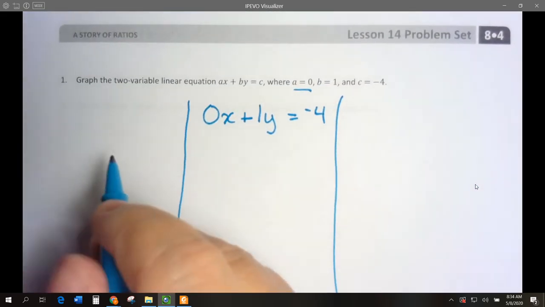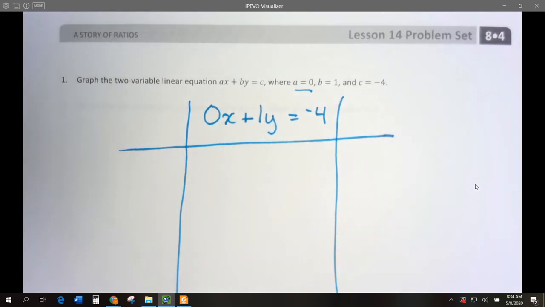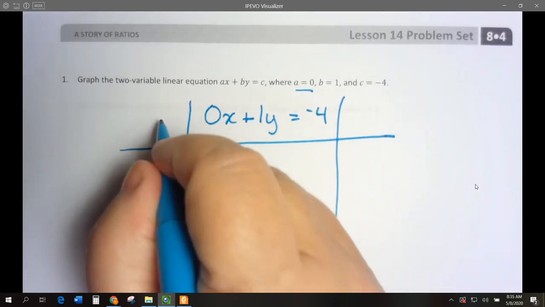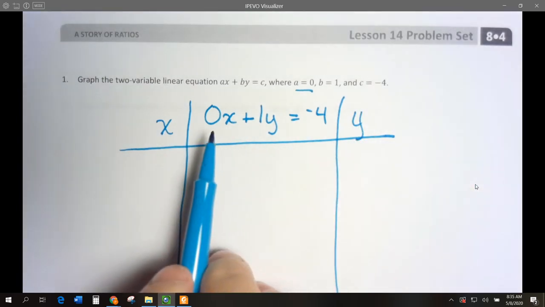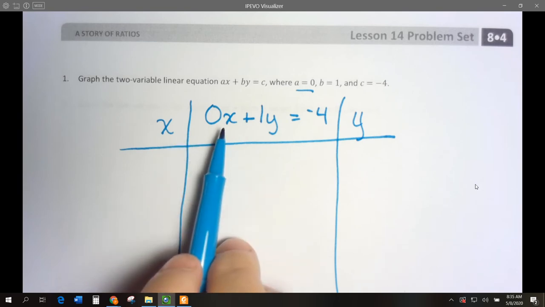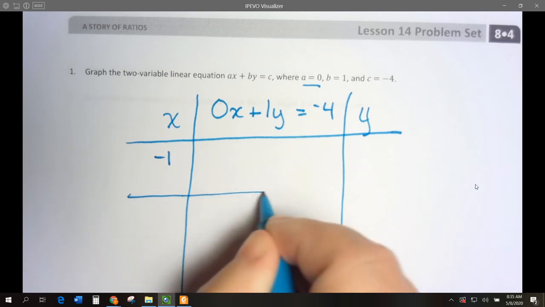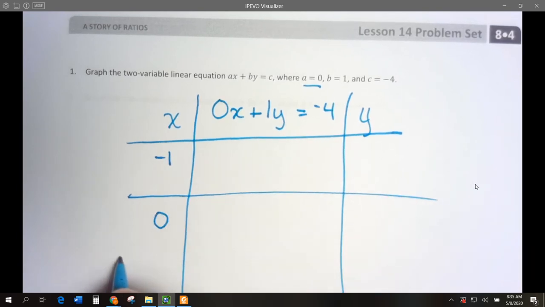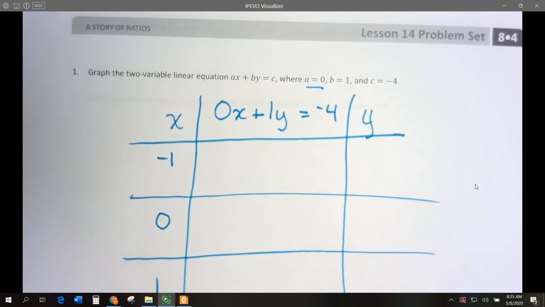So now we've got to find the points, or the coordinate points, in order to graph this. So we're going to choose x's or y's. Because this is 0, I think it would be easiest if we choose our x's. So we're going to choose -1, 0, +1, and 2.